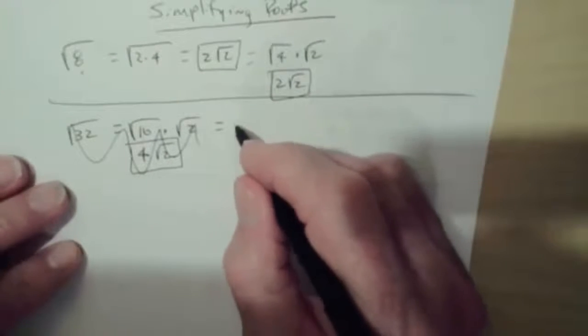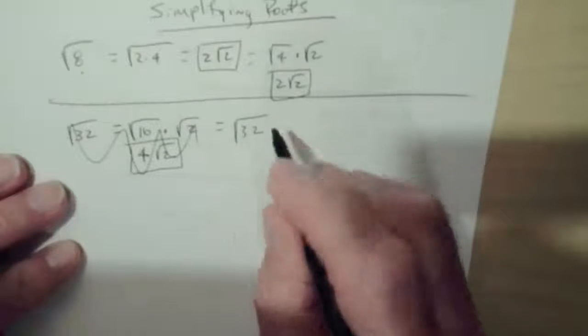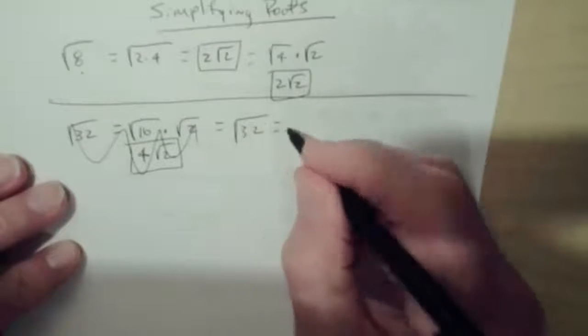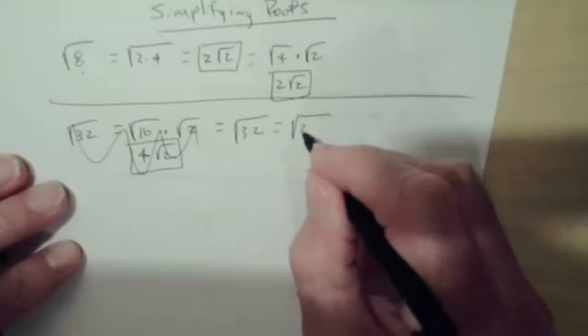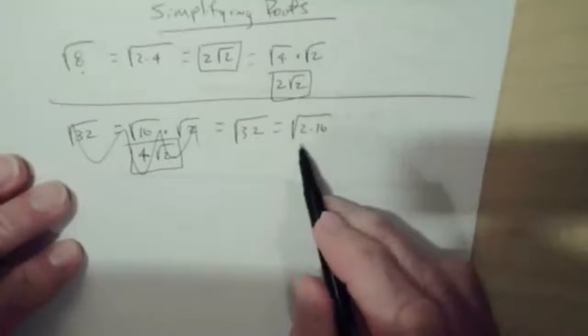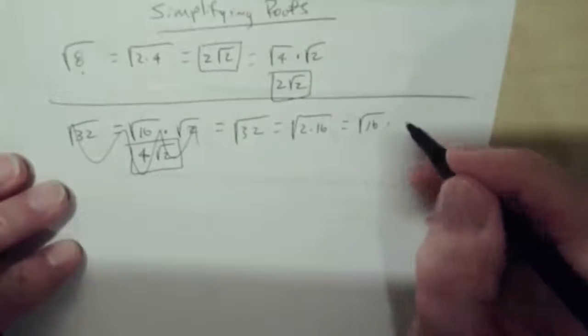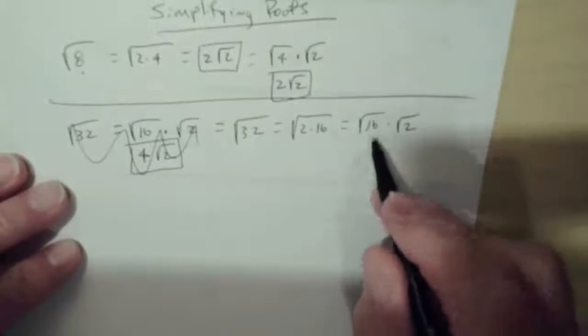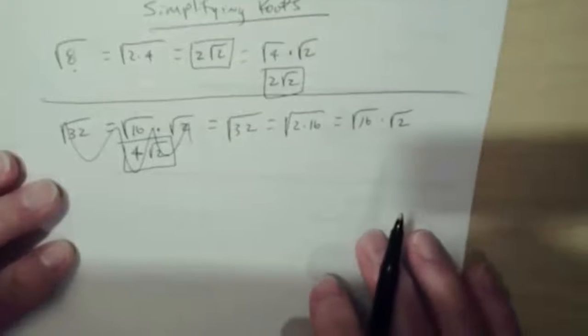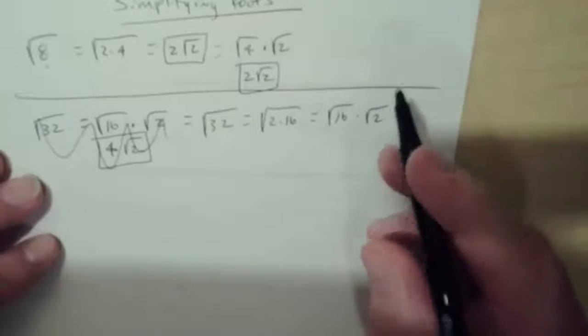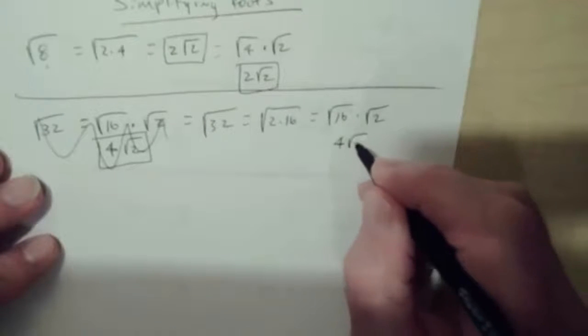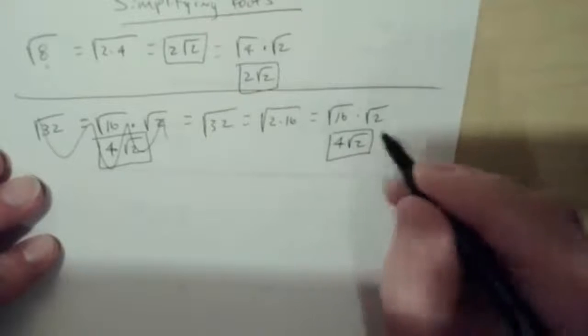If we have the square root of 32, divide by 2, and this is going to be the square root of 2 times 16. And 16 is a perfect square. We could also write it the square root of 16 times the square root of 2. And again, it doesn't make any difference what order these are in. The square root of 16 is 4. Square root of 2 is, we don't know, we don't care. Leave it under the radical.